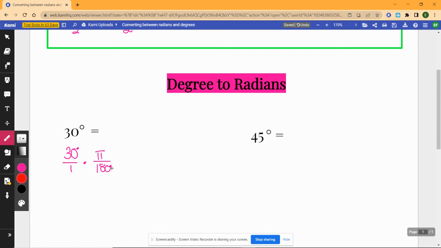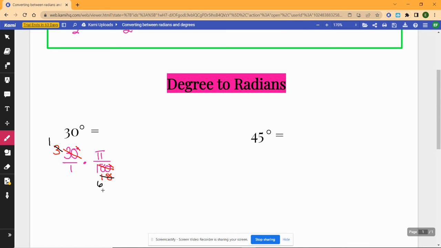Now I put the 180 on the bottom because I want the degrees to cancel out. I can cancel a common factor between a numerator and a denominator. Along those same lines, I can look at 30 and 180 and try to simplify that. Since they both end in a 0, they are both divisible by 10. So I'm going to divide 30 by 10 and get 3, divide 180 by 10 to get 18. Here I can simplify further because 3 goes into 3 once, 3 goes into 18 6 times.